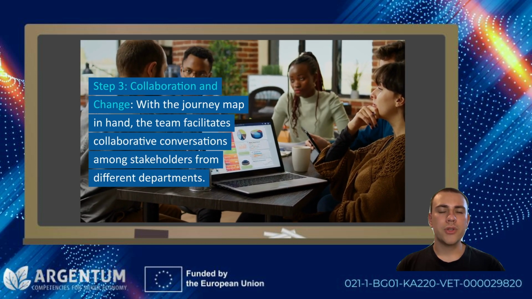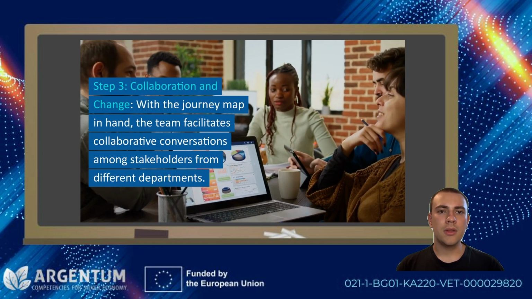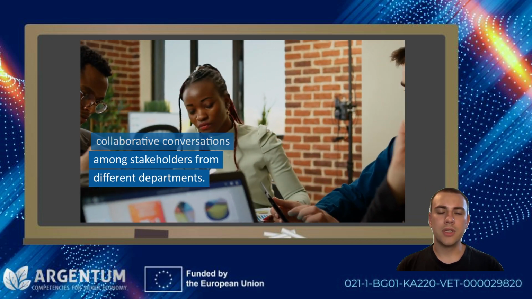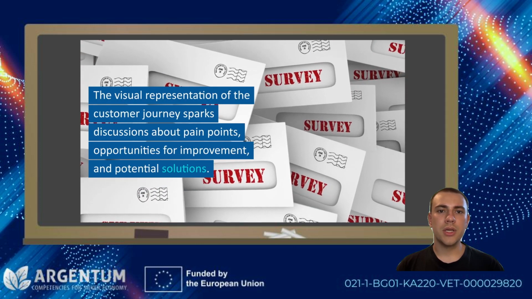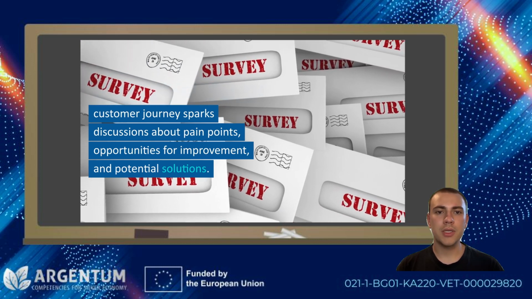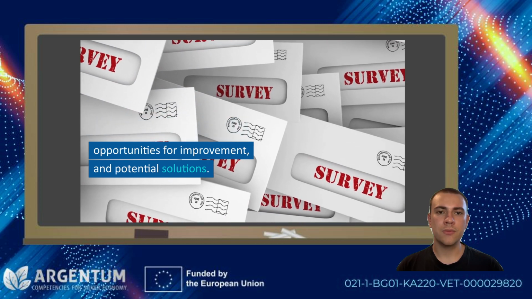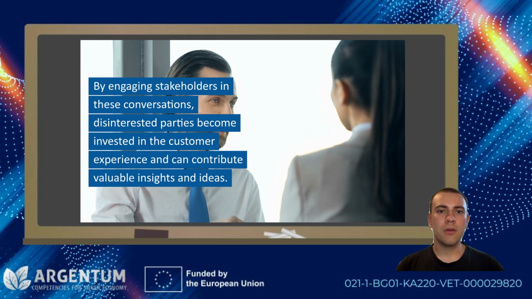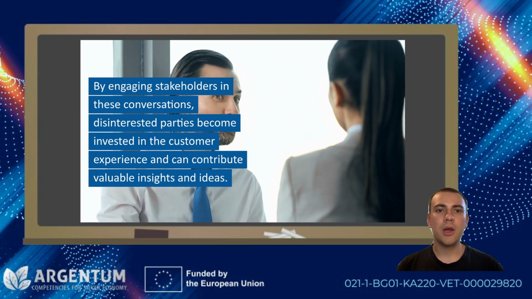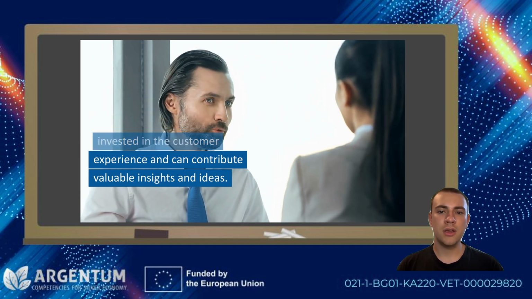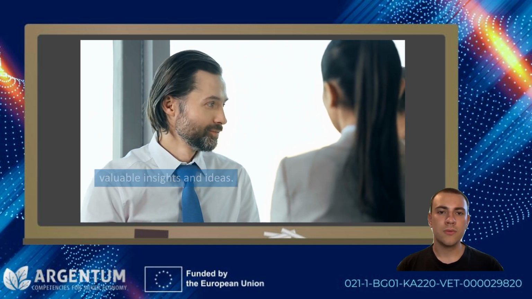Step 3. Collaboration and change. With the journey map in hand, the team facilitates collaborative conversations among stakeholders from different departments. The visual representation of the customer journey sparks discussions about pain points, opportunities for improvement, and potential solutions. By engaging stakeholders in these conversations, disinterested parties become invested in the customer experience and can contribute valuable insights and ideas.